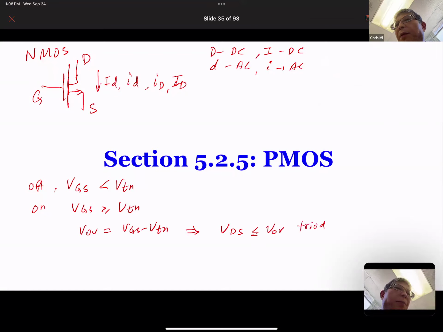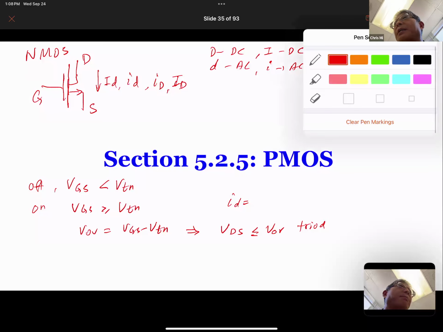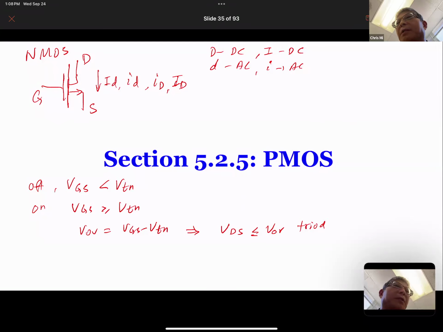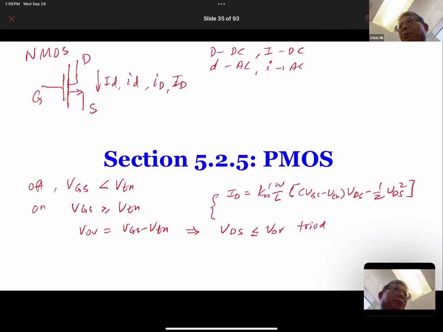In this mode, the current ID, the best is probably to use ID because this is going to be DC. So we're going to use ID for now. It's going to be Kn prime W over L times VGS minus VTN, which is VOV, times VDS minus 1/2 VDS squared. So that's in the triode mode.